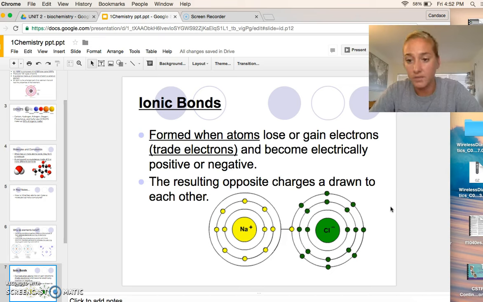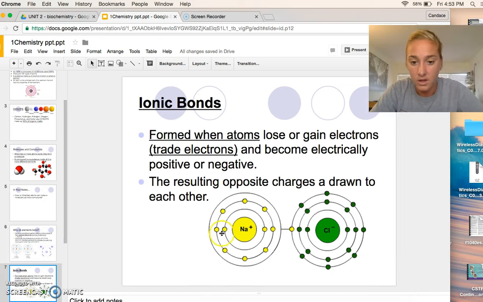So it says Na+, this is sodium, and it's got a positive charge because it gave away one of its electrons. So this is a chloride ion, and it's negatively charged because it received an electron from the sodium. Because sodium gave away an electron and became positive, and chloride received an electron and became negative, now you've got a situation where you've got a positive and you've got a negative, and so they're going to be drawn to each other. Both are now happy because they've made their 8 rule.